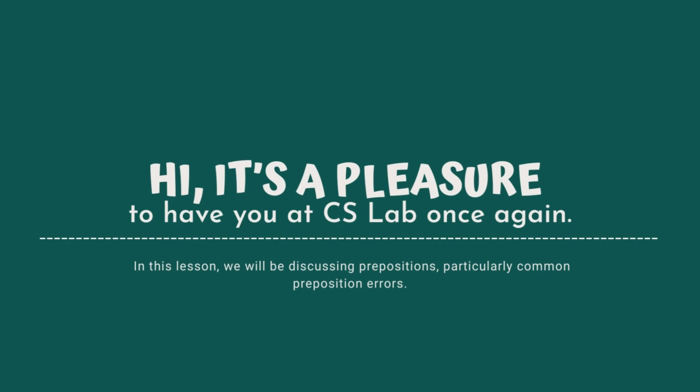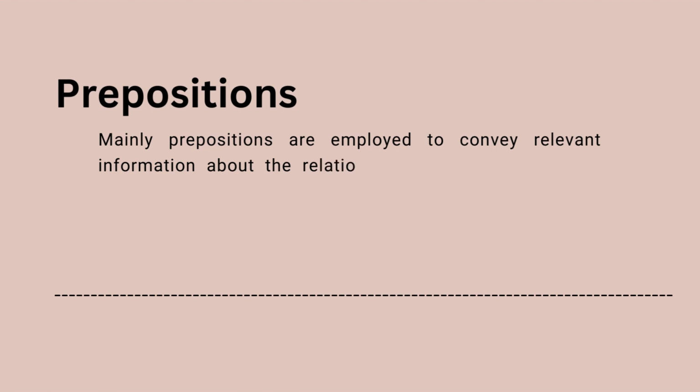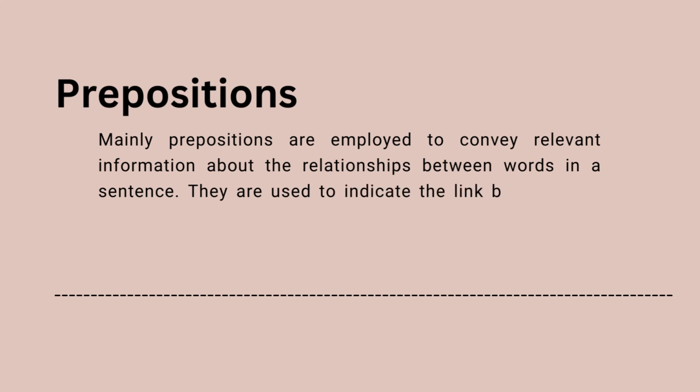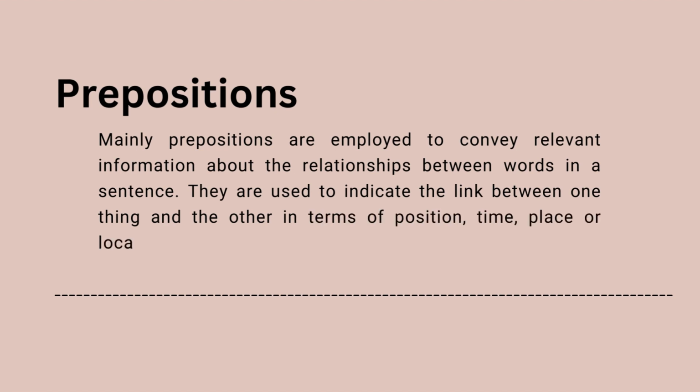In this lesson, we will be discussing prepositions, particularly common preposition errors. Let's start. Mainly, prepositions are employed to convey relevant information about the relationships between words in a sentence. They are also used to indicate the link between one thing and the other in a sentence in terms of position, time, place, location, and the others.